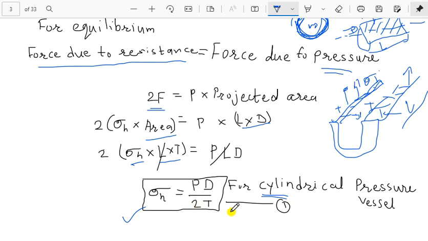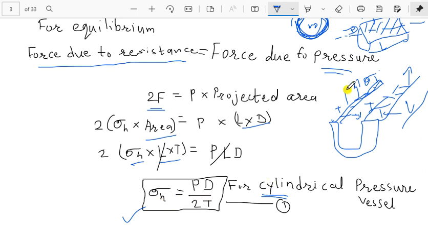So keep this figure or formula in mind. It is PD by 2T, the hoop stress. Finally, we will find out, whether cylindrical pressure vessel or spherical vessel, in which vessel the hoop stresses generated will be higher. So first complete the design of the cylindrical pressure vessel. We have found the hoop stress, that is the circumferential stress.